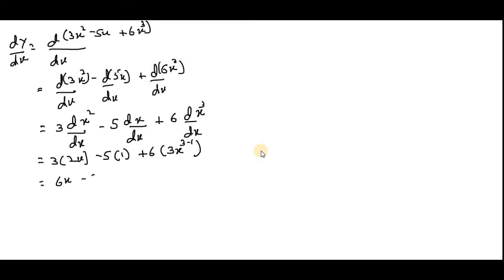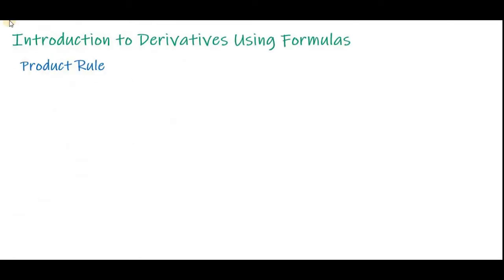So 6x minus 5 plus 6 3x square. So 6x minus 5 plus 18x square. So this is the derivative of the function using sum rule and subtraction rule.